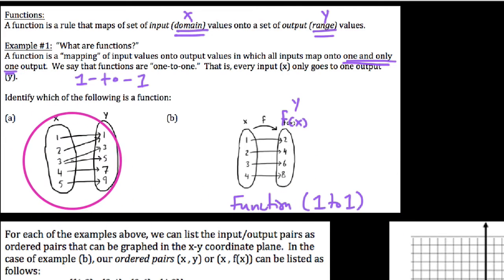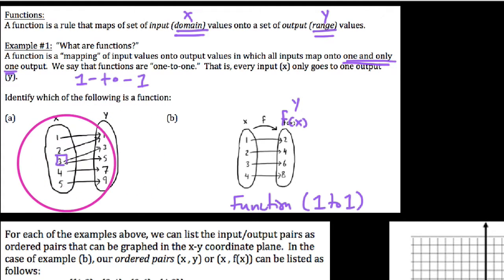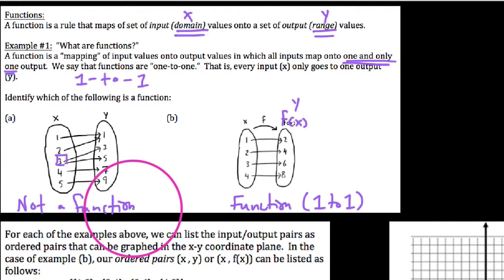Whereas on letter A here, we have an input, or a domain value, 3, that maps onto two values in the range, 3 and 5. So we would say that this is not a function. And you could think of something as not being a function if it is just unreasonable. If you were to think about, say, temperature over time, you would never have a time or an input that would map onto two different temperatures. That's just kind of an absurd thing.